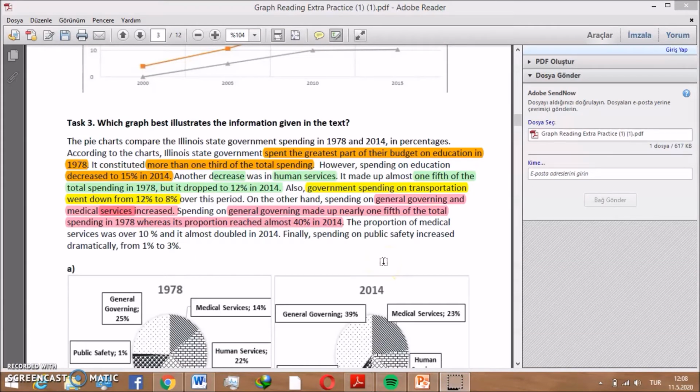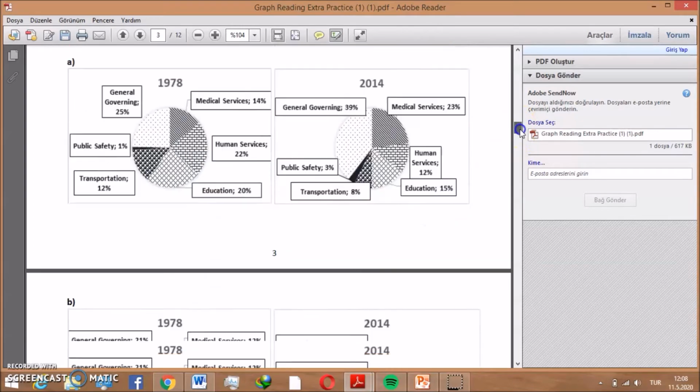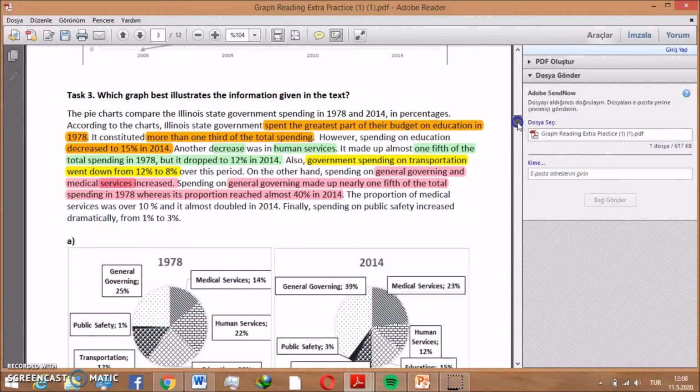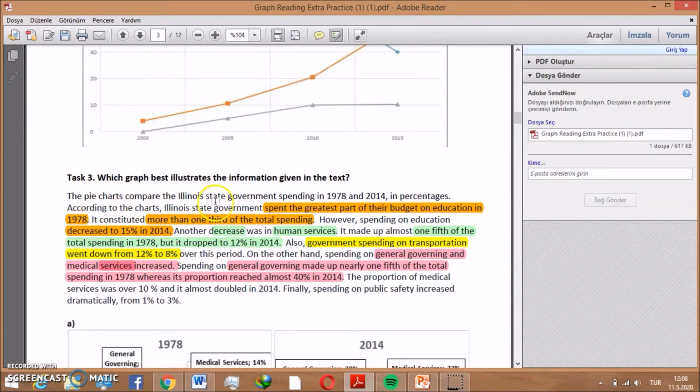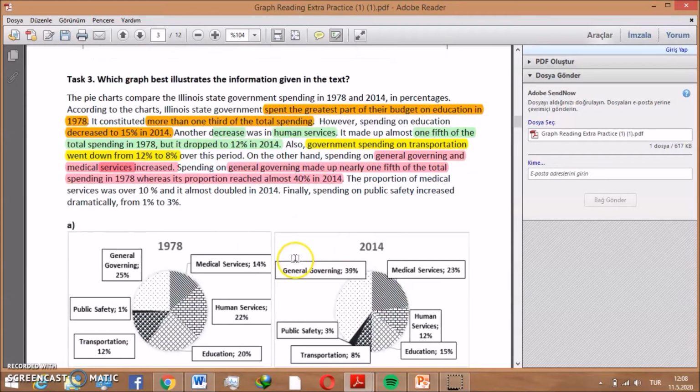Okay, let's check task 3, and this is a pie chart task. The pie charts compare the Illinois state government spending. It means how much money the government spends on several things, let's say, in this and this state and in percentages. According to the charts, Illinois state government spent the greatest part. So in pie charts, this superlative thing is important because we see what the most part is, or the least part. So we see the percentages more clearly, let's say.